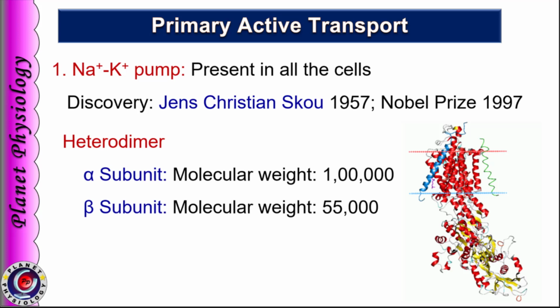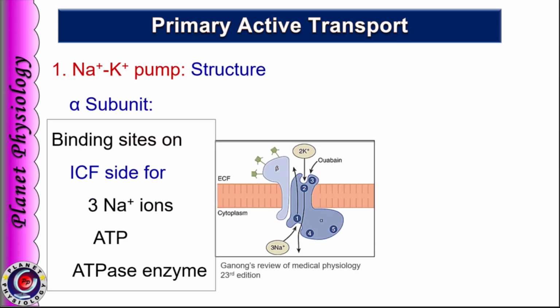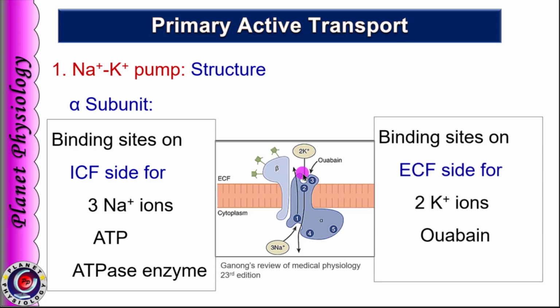Alpha subunit has molecular weight of about 1 lakh and beta subunit has molecular weight of about 55,000. Alpha subunit has binding sites for 3 sodium ions and 1 ATP molecule on its intracellular fluid side. It also has phosphorylation site on intracellular fluid side. This pump has binding site for 2 potassium ions on its extracellular fluid side as well. It also has binding site for ouabain on extracellular fluid side. Ouabain is a cardiac glycoside traditionally used as arrow poison in Africa.